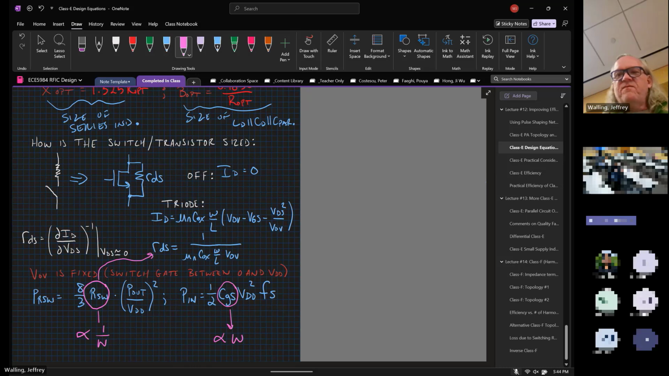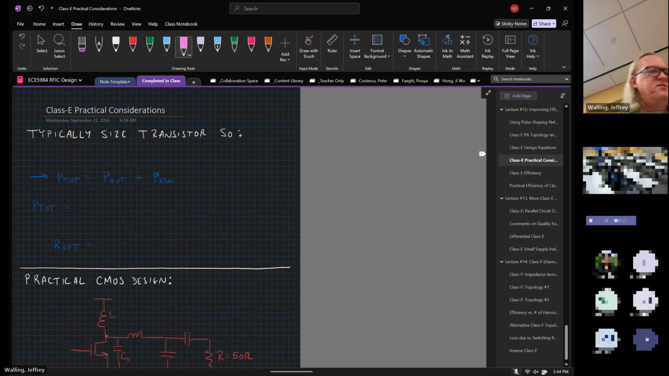Typically, in most switching applications, you can show that the optimum occurs when the input power is equal. The switching power is equal to the conduction power. So when I make those two equal, that's typically when the transistor size is optimal.